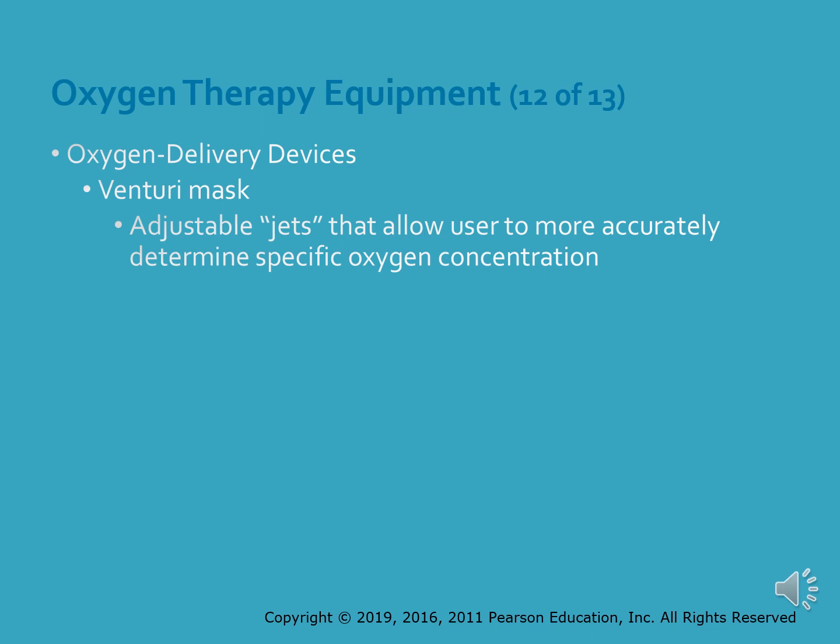A variation of the non-rebreather mask is the Venturi mask. The key to the Venturi mask is its adjustable jets that allow the user to more accurately determine the specific oxygen concentration delivered to the patient. The Venturi masks are more commonly seen and used in the hospital setting rather than pre-hospital.